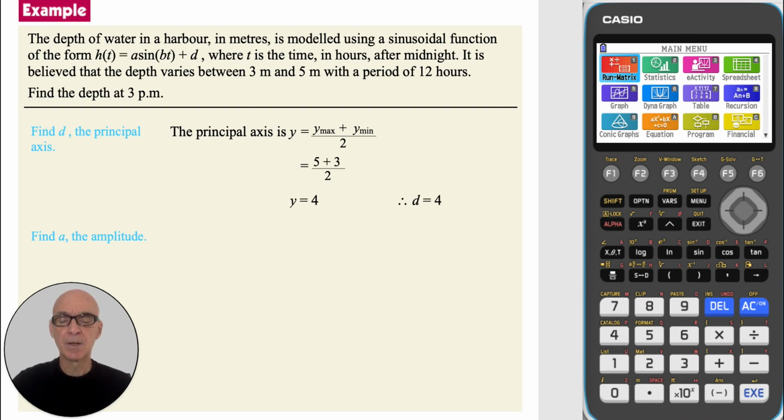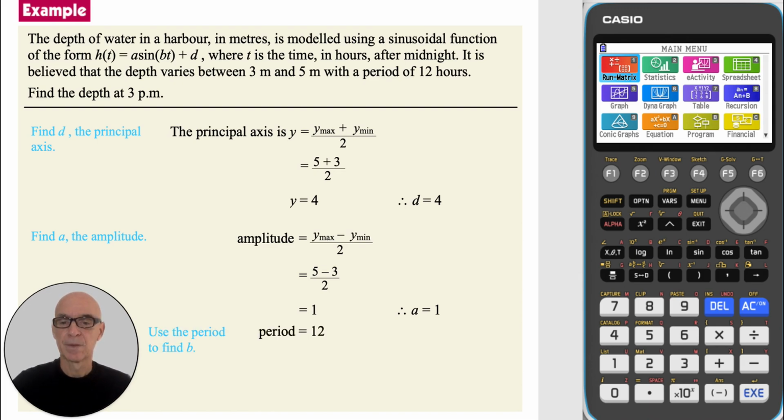To find a, we need to calculate the amplitude. Subtracting the maximum and minimum values and dividing by 2 gives an amplitude of 1. Therefore, a is equal to 1. To find the value of b, we need to use the fact that the period is 12 hours. Equating this to the formula for the period, 360 divided by b, and rearranging gives b is equal to 30.